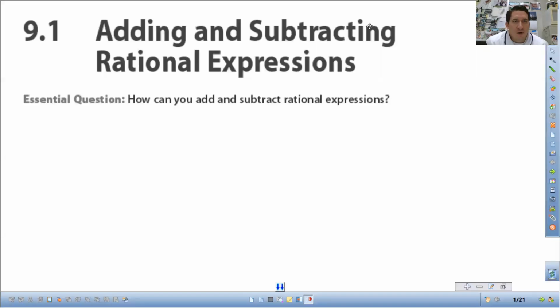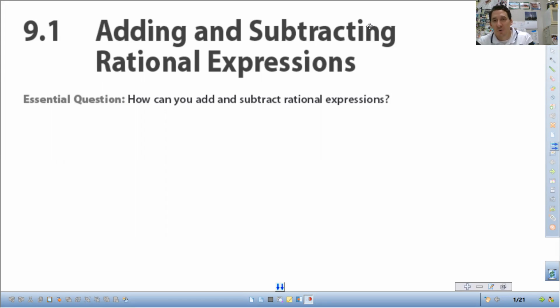All right, IM3 classes. Today we are moving on to the next module. We're talking about adding and subtracting rational expressions. Rather, we're not talking about adding and subtracting rational expressions just quite yet. We're building to that. We're going to start with simplifying, and then we're going to multiply and divide, and then we'll get to adding and subtracting. But it's all part of this. Today we're just going to be simplifying and talking about excluded values.